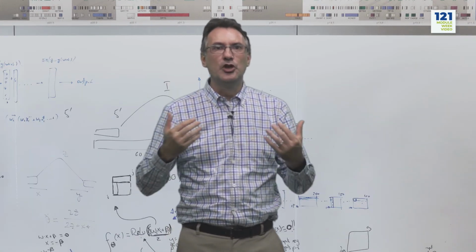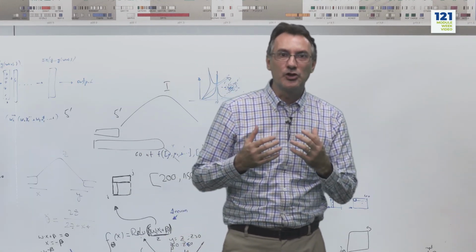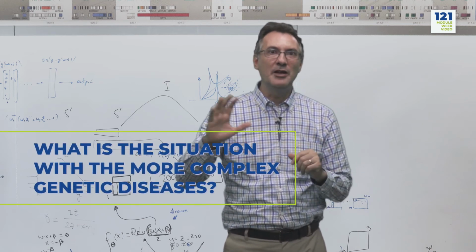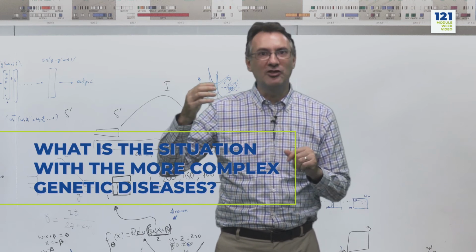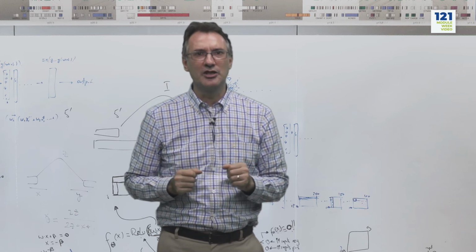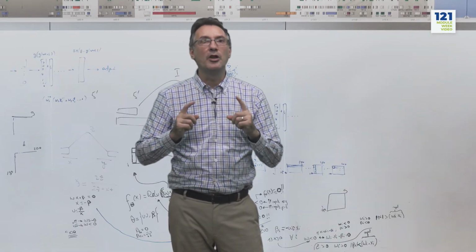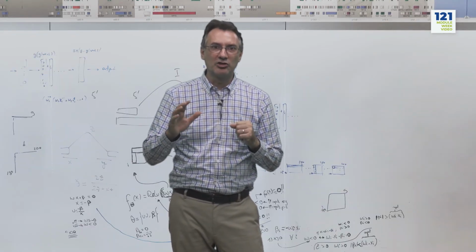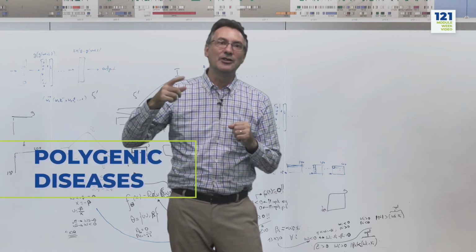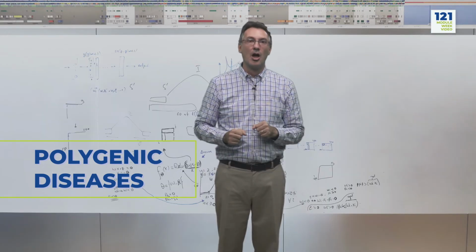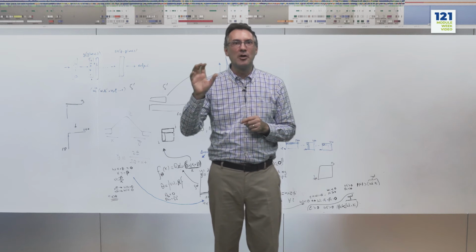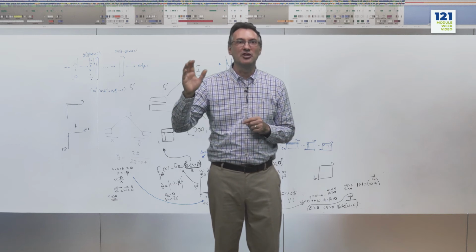At that point, you may ask, what is the situation with the more complex genetic diseases, the ones for which family history shows an existing pattern, but for which the culprit is a complex combination of genes? These are named polygenic diseases, and the resources and methodologies associated with their study will be covered later in the genetic module.